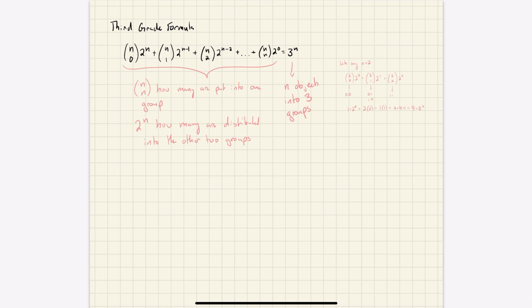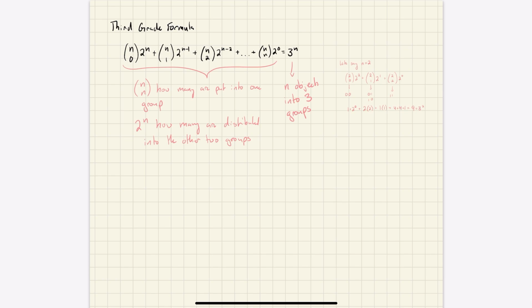So for each object, you have three options for where you can put it. So then you just get 3 times 3, for the n number of objects you have, so 3 to the power n.